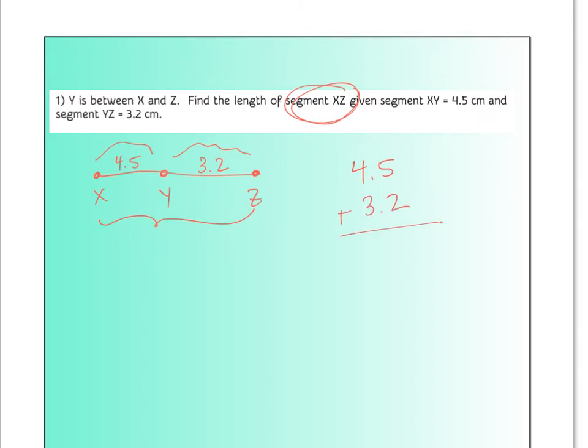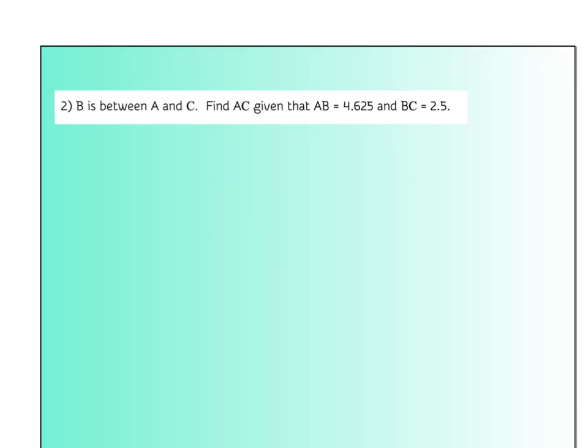If you need to use a calculator, that is great. I'm just going to add it by hand. Looks like I get 7.7. And we want to label. If the question has labels in it, then I need to label my answer. So it's going to be centimeters. Go ahead and try this one on your own, and when you're done, check and see if you have it right. Pause the video and try it on your own.